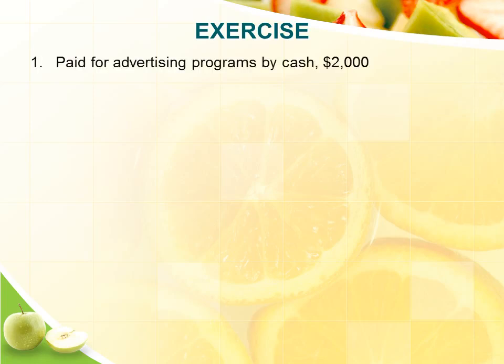The first, paid for advertising programs by cash, $2,000. To make an entry for this transaction, we identify which accounts are affected. We paid for advertising programs by cash. Yes, of course, the cash account is affected, and particularly cash increases or decreases? We paid cash to the seller. It means that cash decreases.